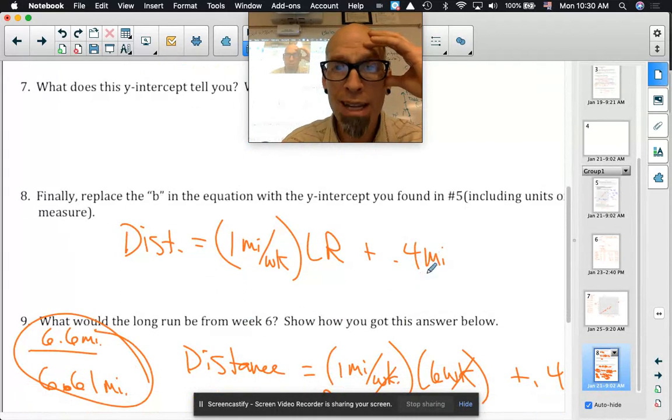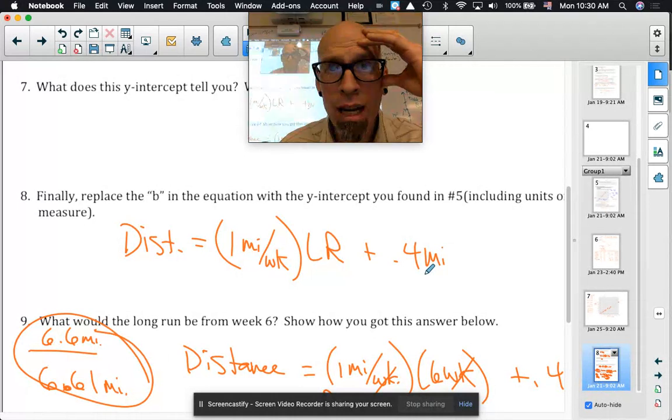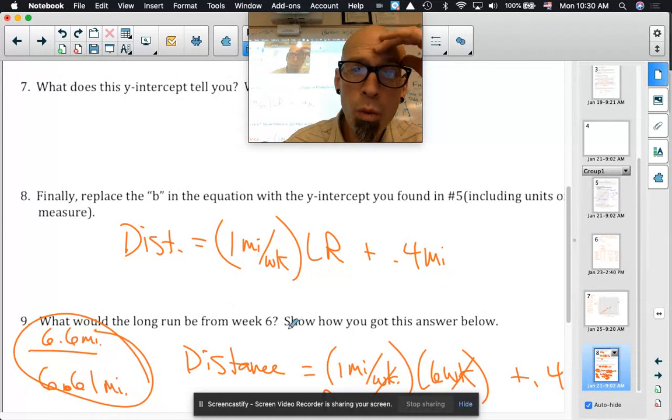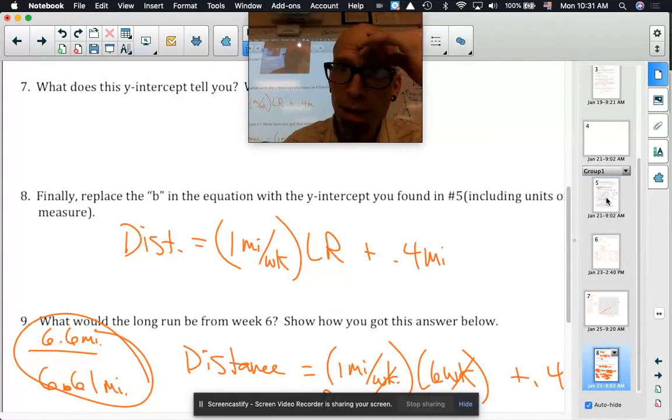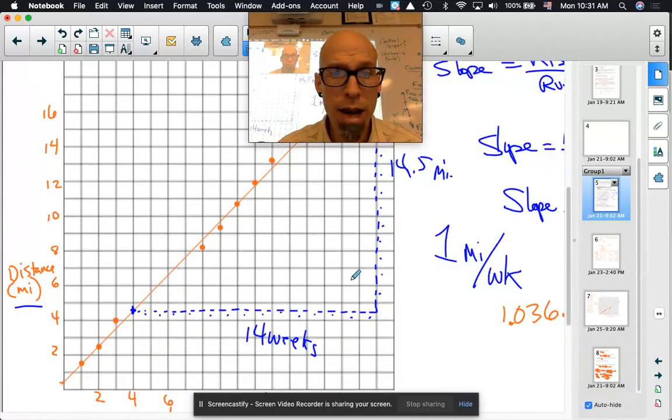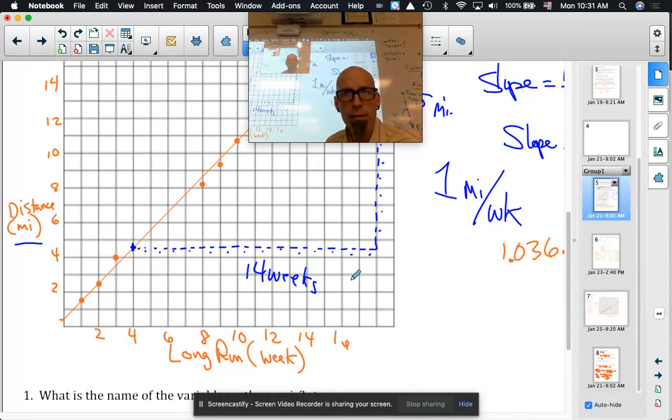Okay. Either way, it's a very small y-intercept. Not a lot of distance if you hadn't started running yet. Hopefully that makes sense. Then number 9, you're supposed to figure out what the long run is from week 6. Well, from the graph, can you figure that out just by looking at the graph?